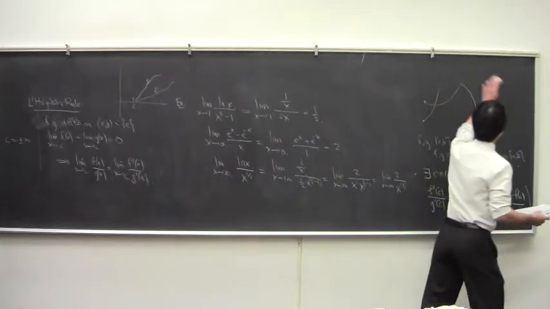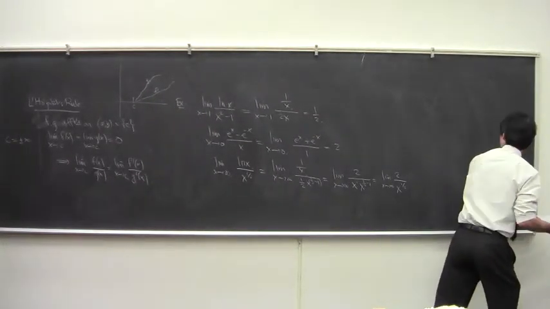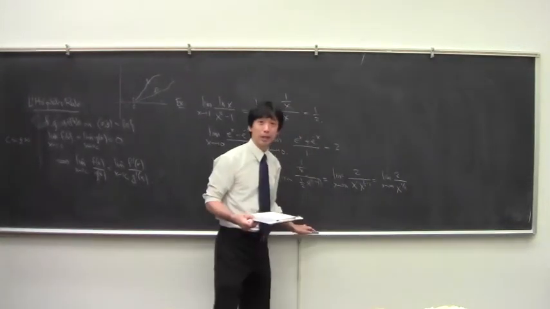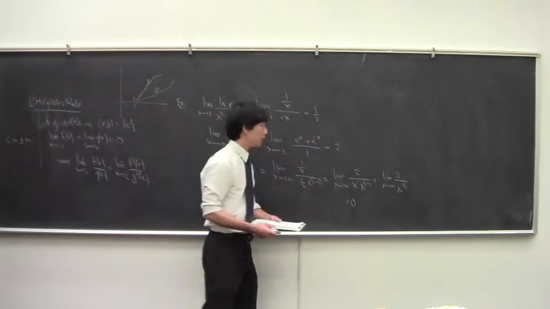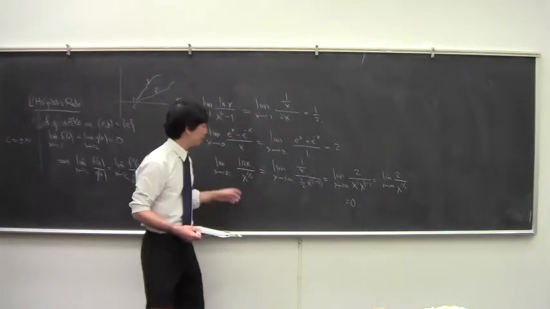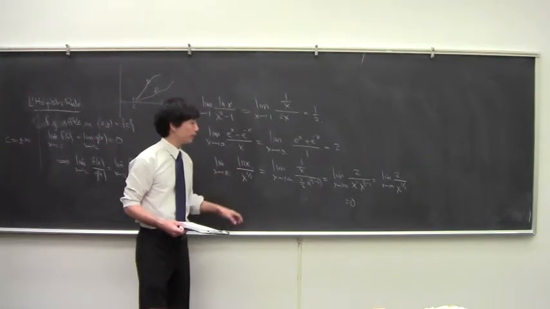So, right? And so as x goes to infinity, what happens? You get 0, right? Okay. So who was faster, natural log or x to the 1/2? X to the 1/2, right?